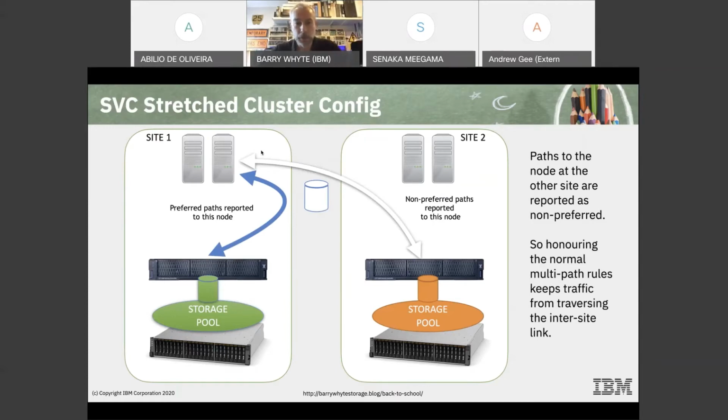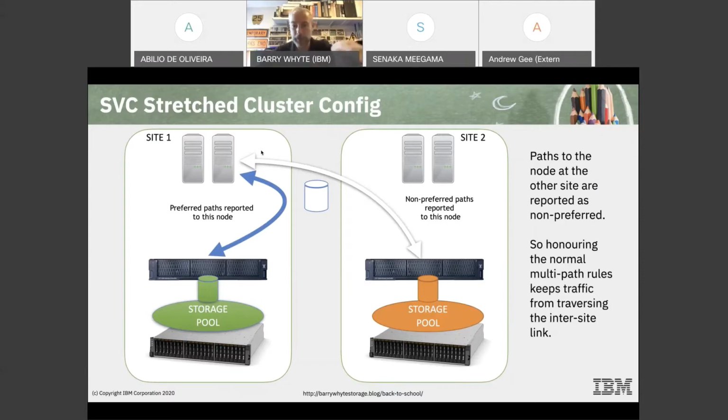So we can set it up in this way, and actually change the way that we report this preferred nature depending on what site you define for the objects. So in this case, when you have a stretch cluster, you define the site for the storage, you define the site for the nodes, and you define the site for the hosts. So whenever it all matches, so when a site 1 host sees a path to a site 1 node, it's reported as preferred. But in the case of the white path, when it's site 1 host, site 2 node, it's seen as a non-preferred path.